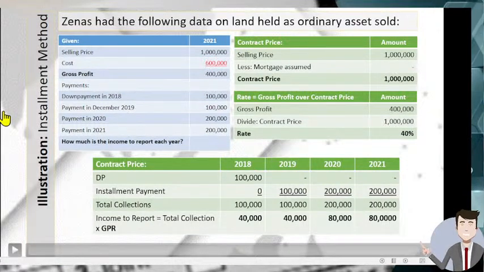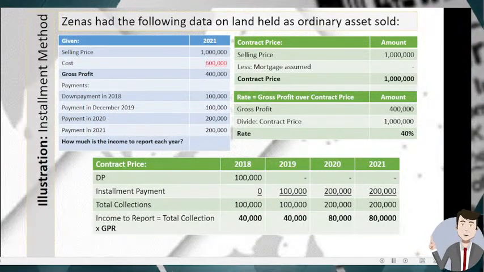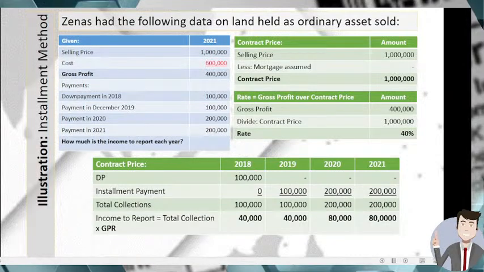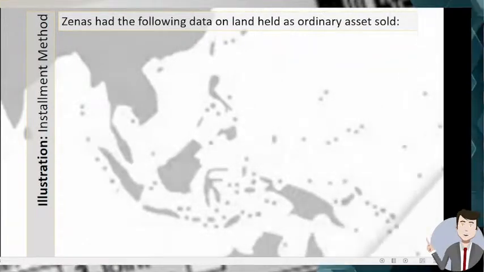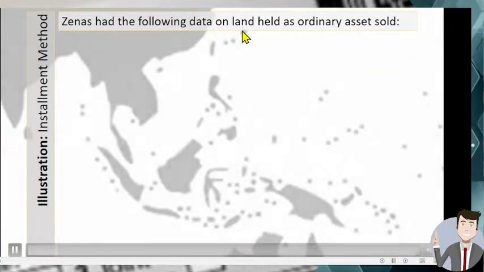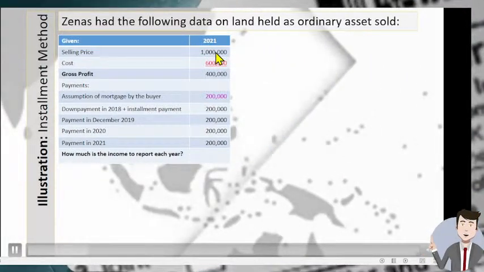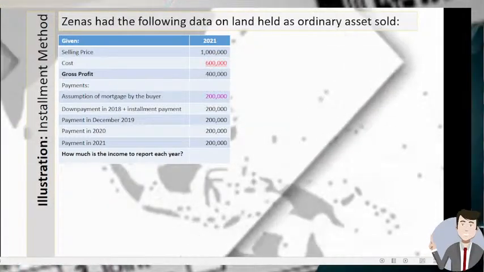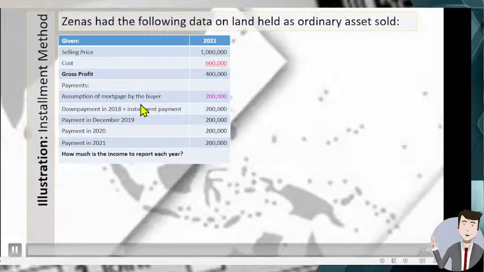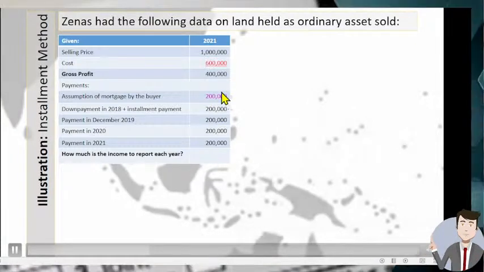So let's discuss another illustration in relation to installment method in the recognition of income. Another problem. Zenas had the following data on land held as an ordinary asset sold. Given information are we have selling price 1 million, cost 600,000, then gross profit obviously that's 400,000. Then another information provided is there is a mortgage assumed by the buyer. So the amount of mortgage is 200,000.